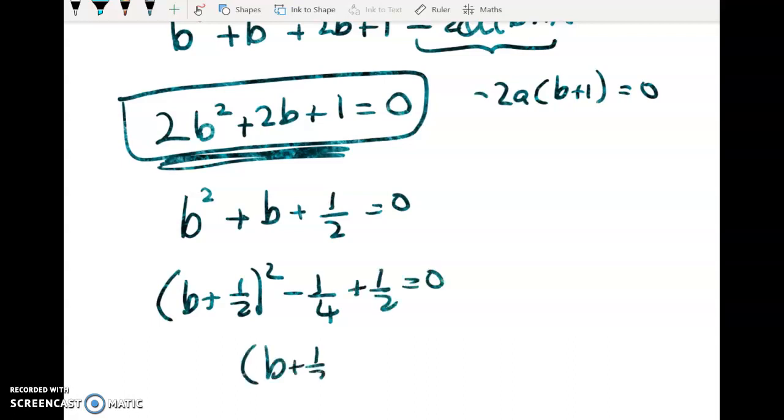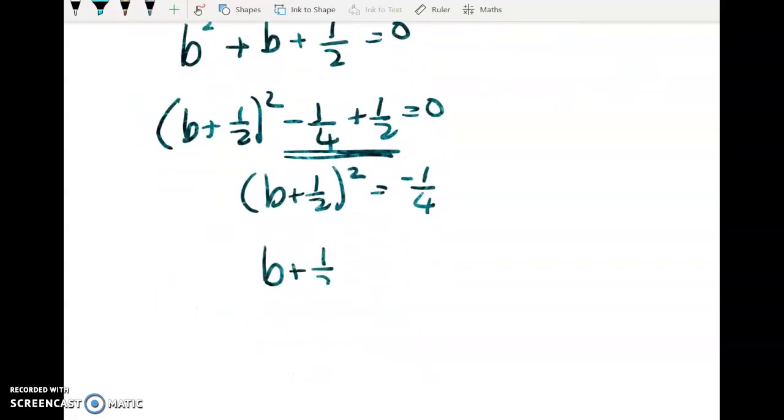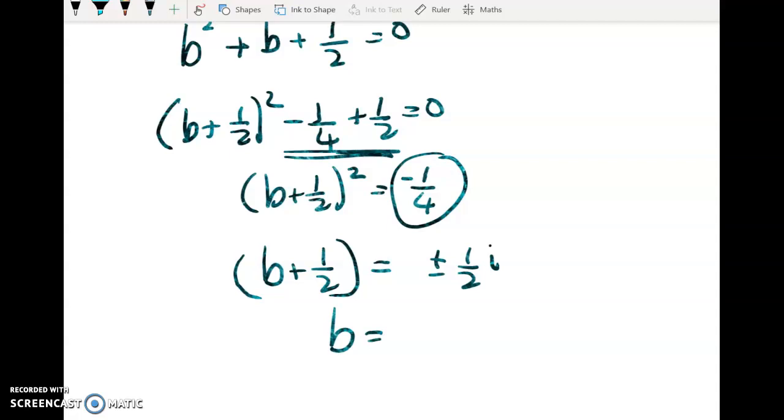Here we get b plus a half squared is equal to, so here I've got positive 1/4, so I've got negative 1/4 here. And you can see now, hopefully, where this is going, that we've got b plus a half is equal to plus or minus the square root of this, which is 1/2 of i. So we've got a solution for b, but b is equal to, I just realised I've got a tiny mistake in my worked solutions I've put up for my own class, but never mind. So b is equal to negative a half plus or minus 1/2 i.